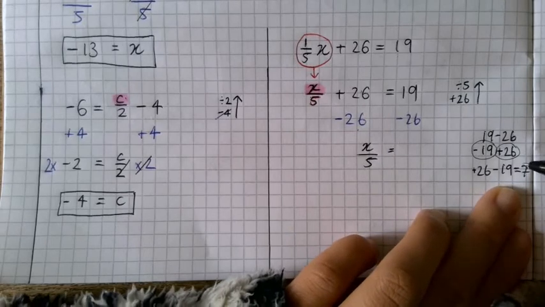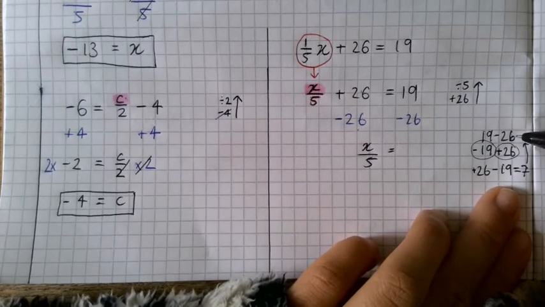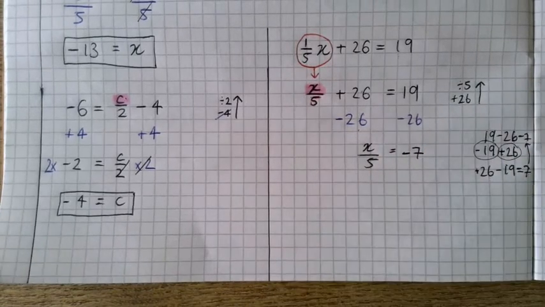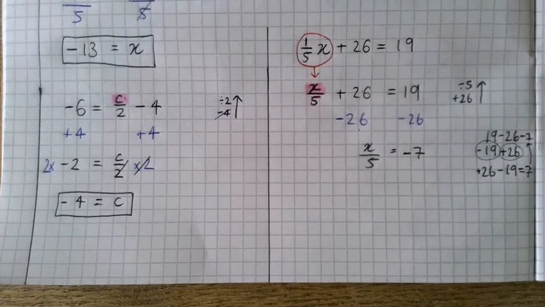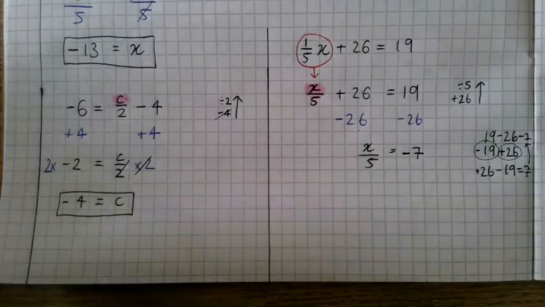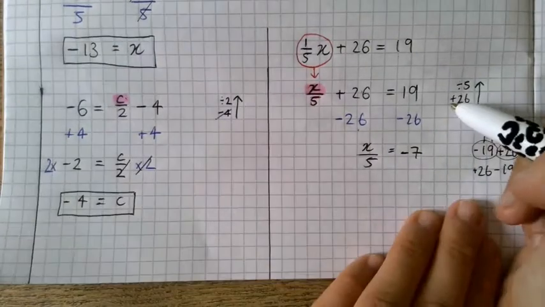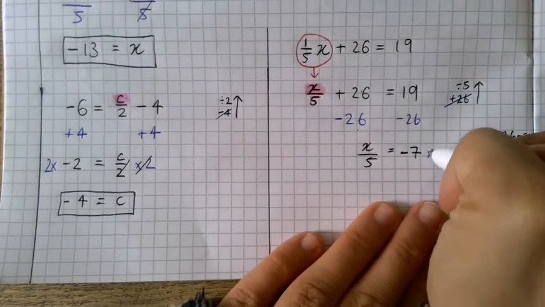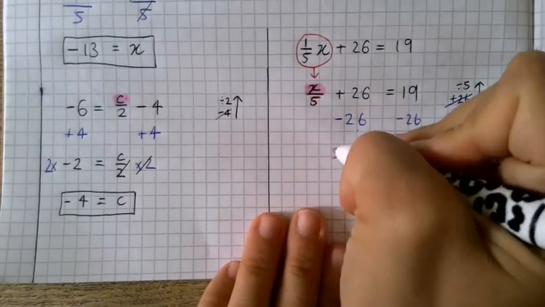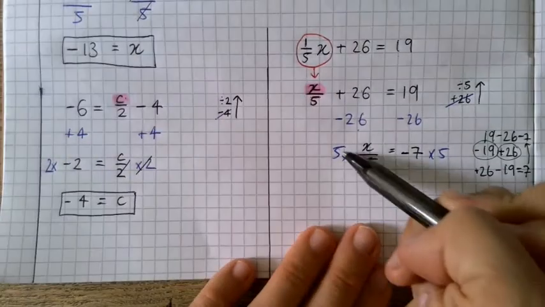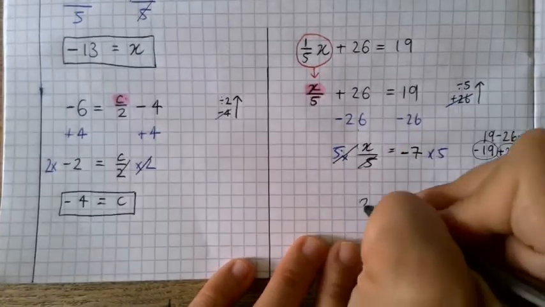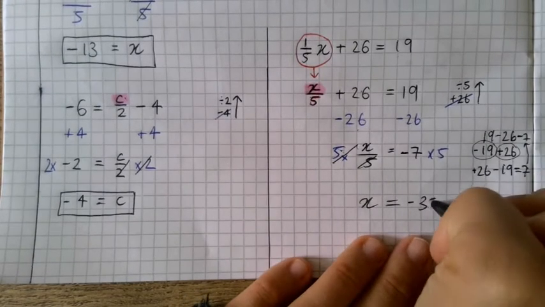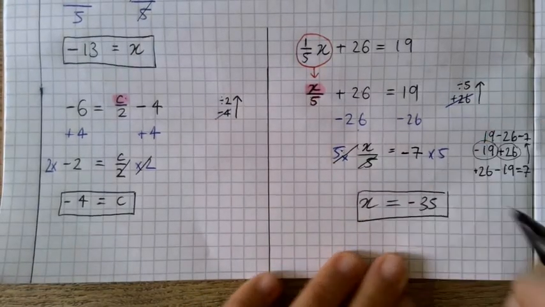But remember I had to change signs earlier, so I have to change back. So negative 7 is the answer there. That's just a quick revision of what we did in negative numbers. So I have done the inverse of plus 26. Now I need to do the inverse of divide by 5, which is to multiply by 5 on both sides. So times by 5 divided by 5 cancel to give me x. And negative 7 multiplied by 5 is negative 35. And that is my answer.